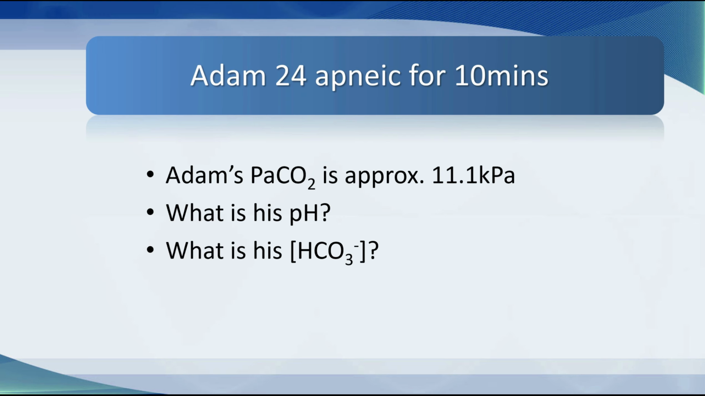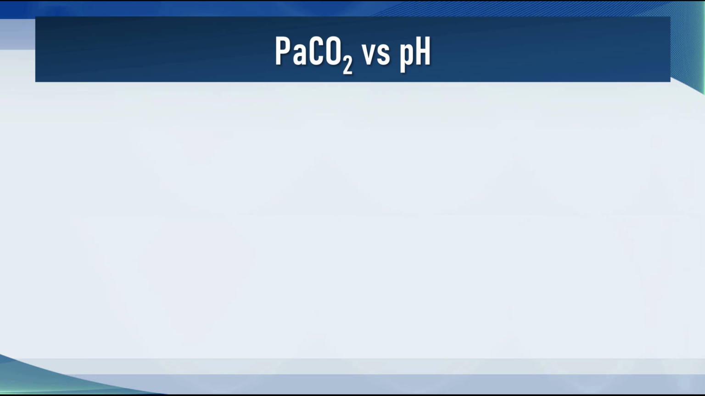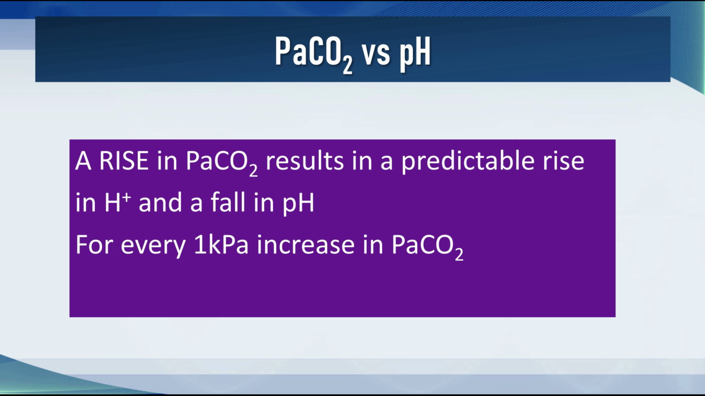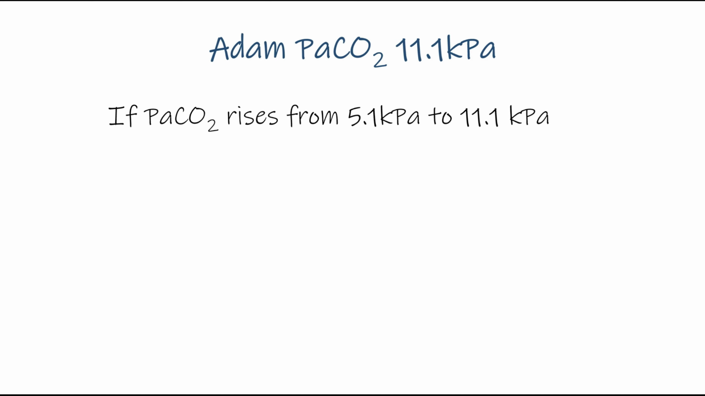We need another rule of thumb. A rise in the PaCO2 results in a predictable rise in the hydrogen ion activity and a fall in the pH. For every 1 kilopascal increase in the partial pressure of CO2, the pH falls by 0.06. So let's work this out for Adam. Adam has been apneic for 10 minutes and he has a PaCO2 of 11.1 kilopascals. That is a rise in his PaCO2 by 6 kilopascals.